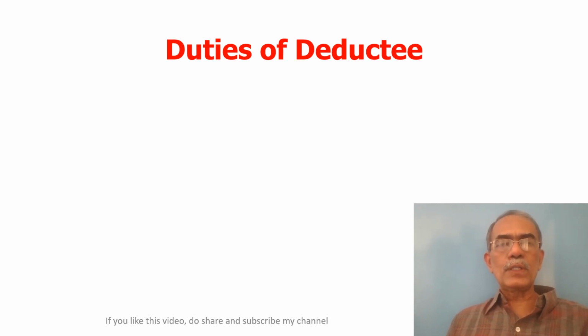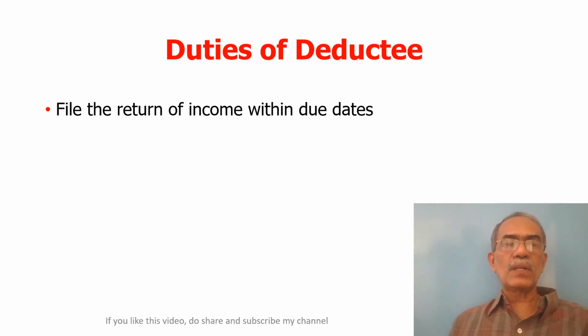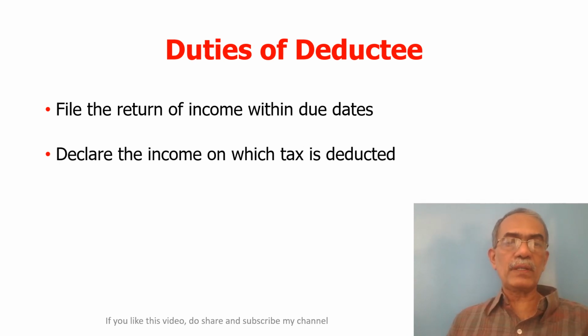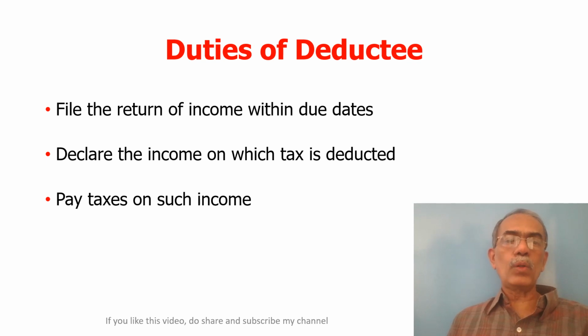So let us see what are the duties of the deductee. Now first, the deductee must file the return of income within the due dates. Whatever the respective due dates applicable to him, he has to file the return of income. And he has to declare the income on which taxes have been deducted in this return. So he has to file a return and declare the relevant income and pay all the taxes on such income. So if the deductee follows these conditions, then the deductor escapes from the penal consequences.